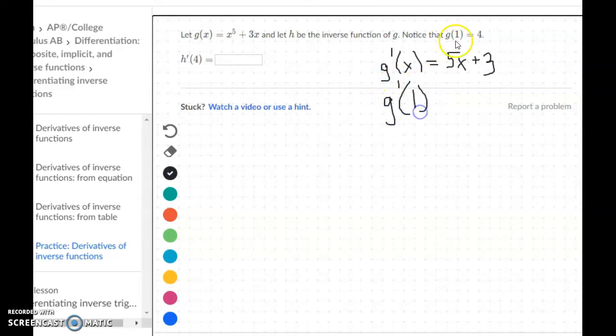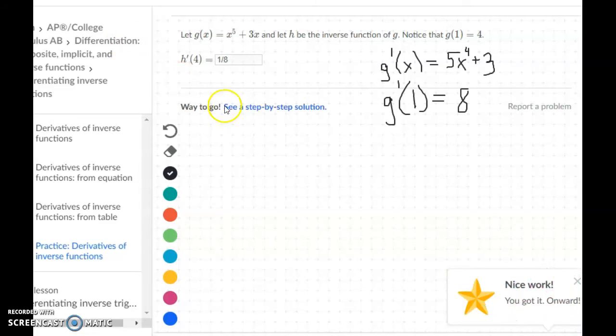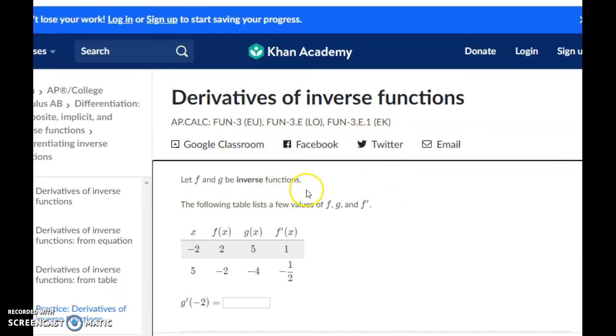Why? Because you want the x coordinate for G, which will become the y coordinate for H, which is now the x. I mean, it's confusing, trust me. I get it. 5 times, oops, I was supposed to say to the 4th power. But that wouldn't have affected anything because 1 to the 4th power is still 1 times 5 is 5 plus 3 is 8. So the answer is the reciprocal of that, 1/8. There you go. And you can practice these all day long.